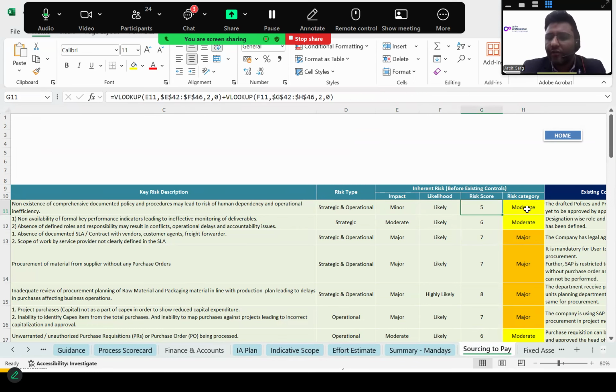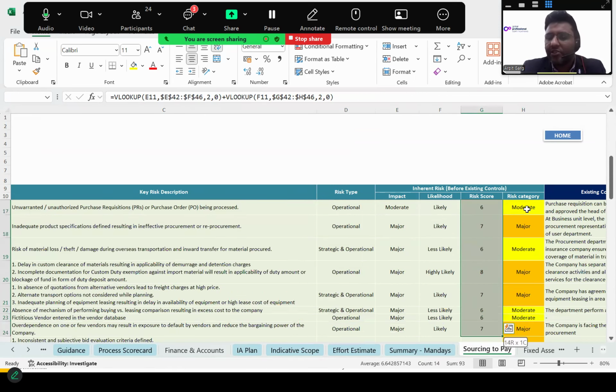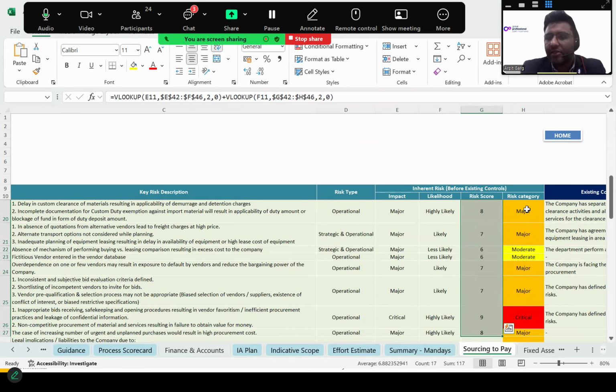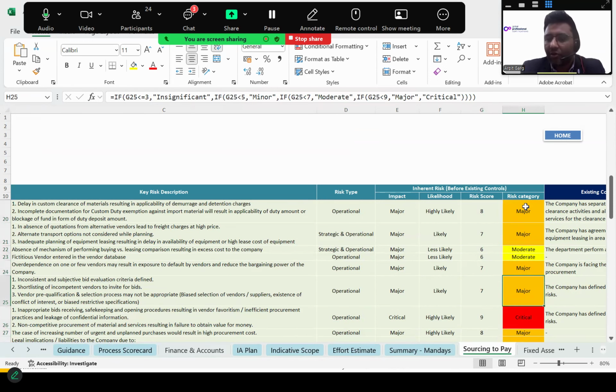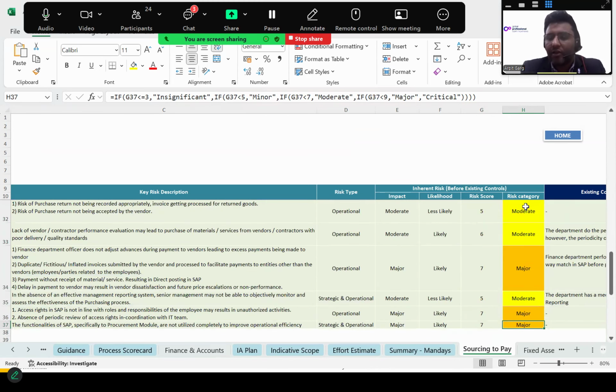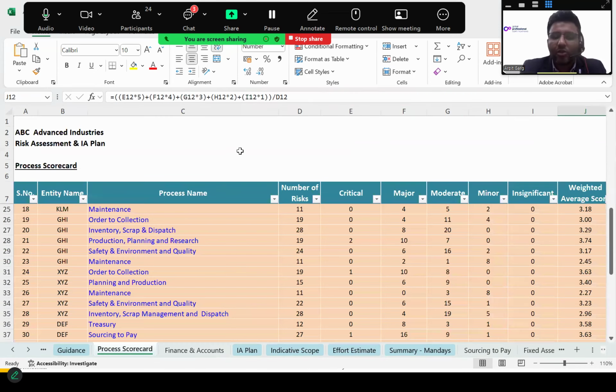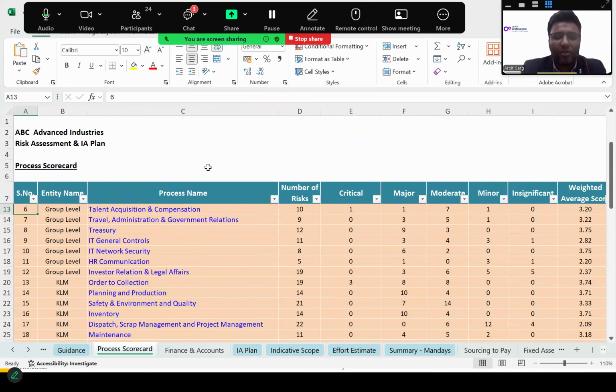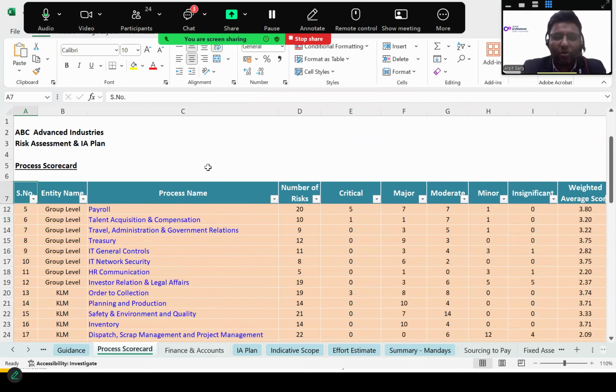So likewise, we have prepared this for each risk. For each line item, a risk category has been assigned. Now, each area would have certain minor risks, certain major risks, certain critical risks like that. Based on all of that, we have created a process scorecard. Now, what does a process scorecard provide? If you see, these are all the auditable areas.